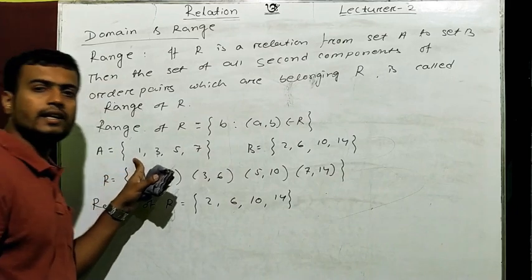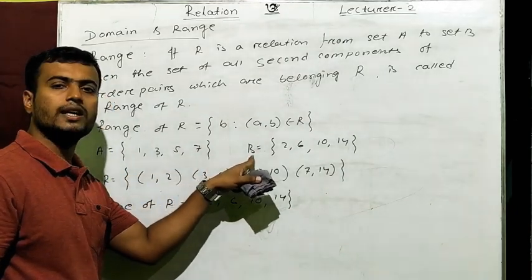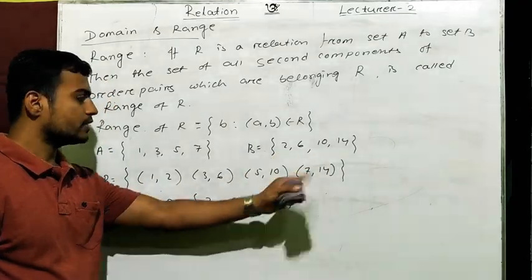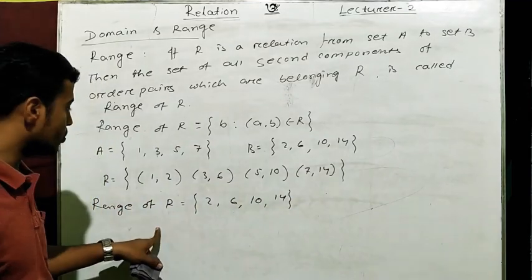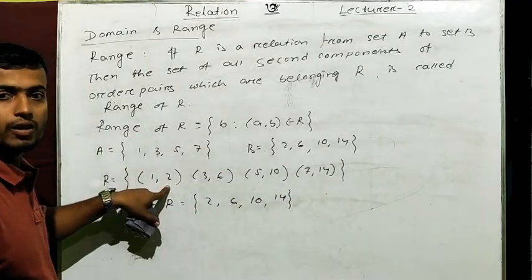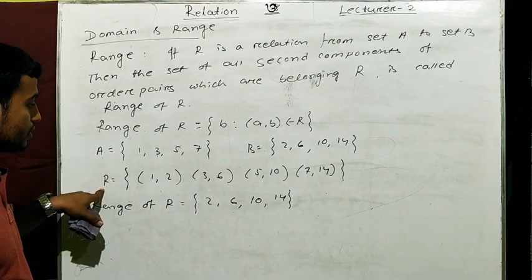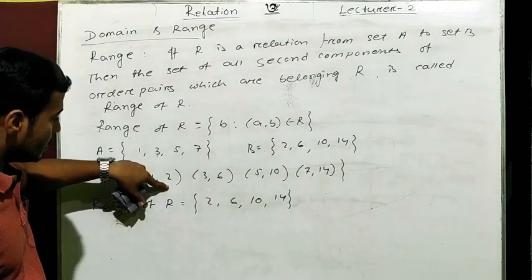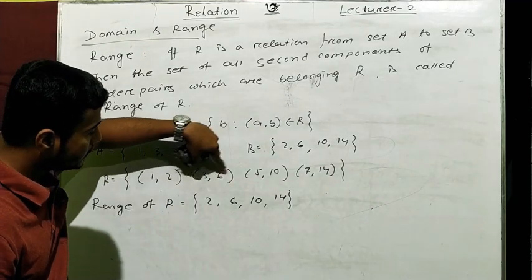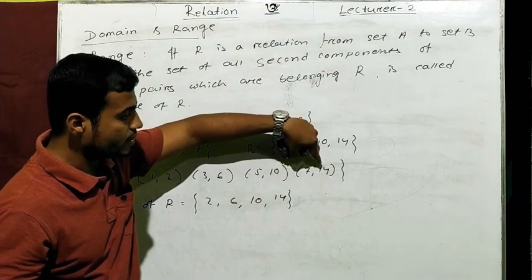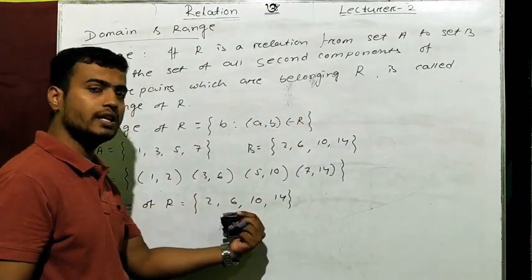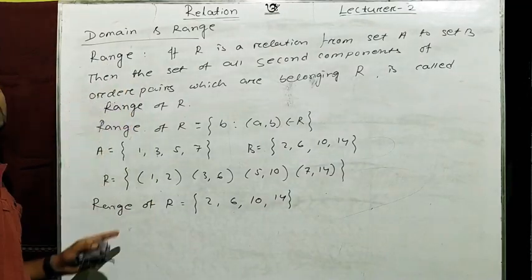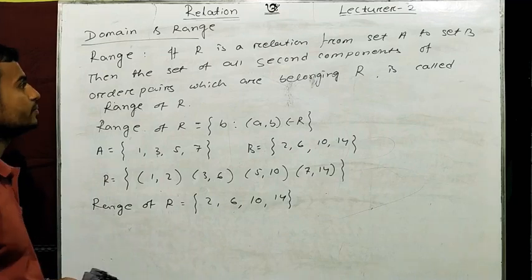Here, A is a set containing the elements 1, 3, 5, 7. B is a set containing the elements 2, 6, 10, 14. Here, R is a relation (1, 2), (3, 6), (5, 10), (7, 14). So, range of R equals the second components of ordered pairs which belong to R. Here, in the first ordered pair, the second component is 2, then 6, then 10, then 14. So this is 2, 6, 10, 14. This is the range of R. So here you know what is the domain set and range set.